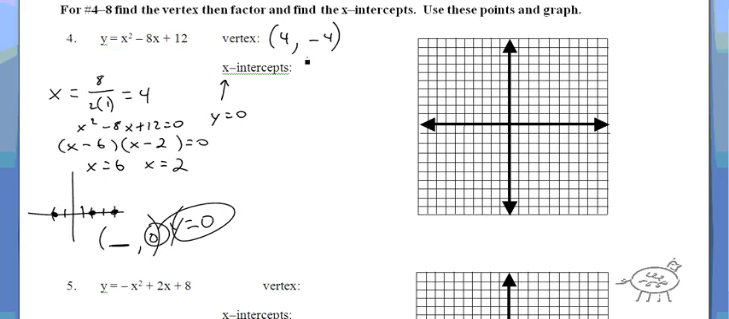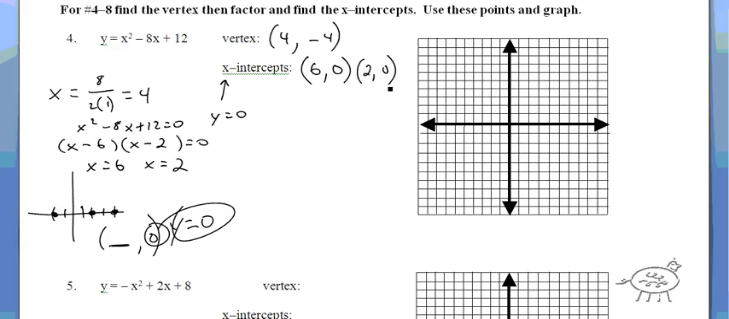And so that's what you want to put down there. They have to be in coordinate form. If they're not in coordinate form, you're going to lose a point. So it's 6, 0, and 2, 0. Has to be that form. If you write 6, 2, or 6 and 2, you're going to lose a point.